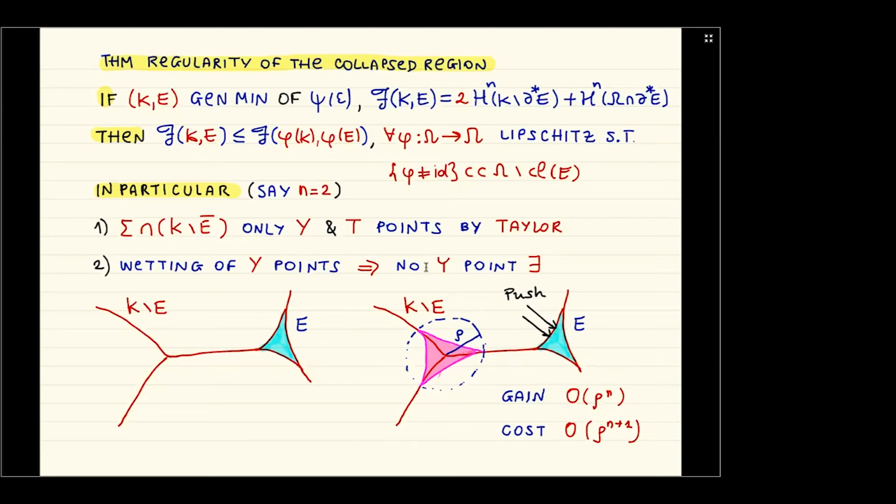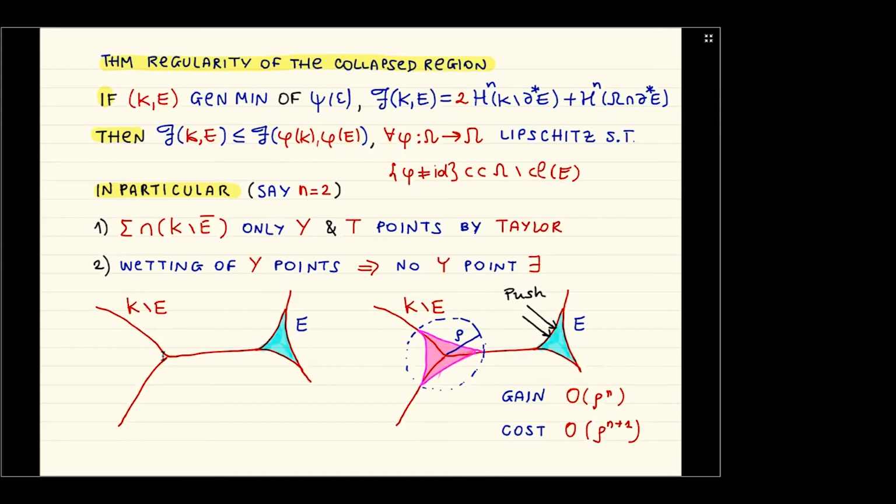And if you don't have Y points, you cannot have T points either. So as a consequence of this combination of showing that Lipschitz images outside of the wetted region are admissible, and then a variational argument, you can eventually prove, as we did in this second paper, that in the physical case, the collapsed region is actually smooth.